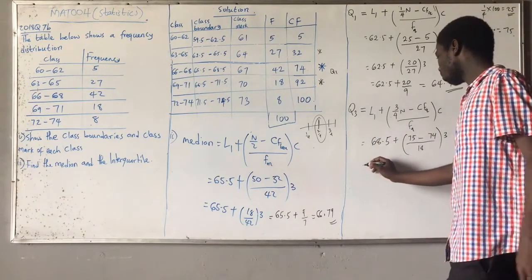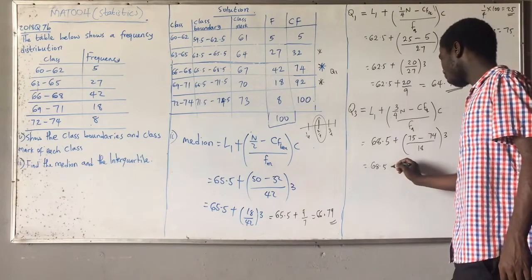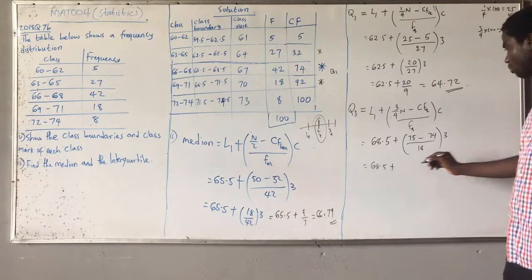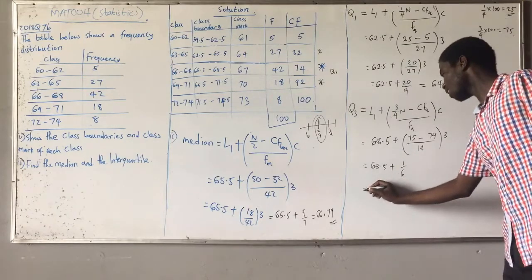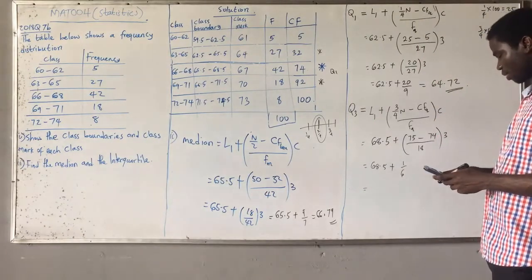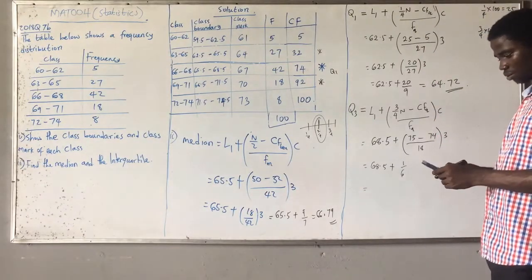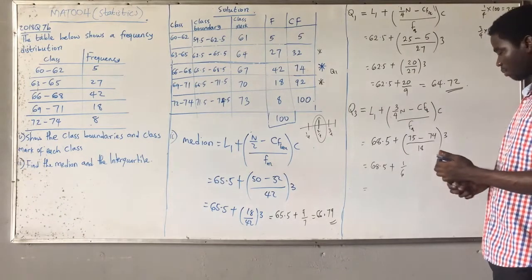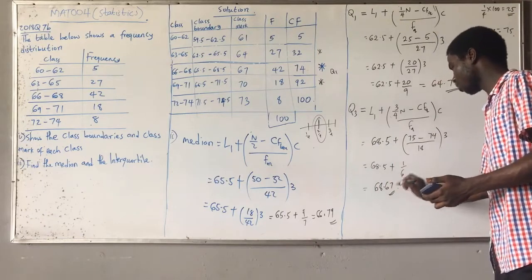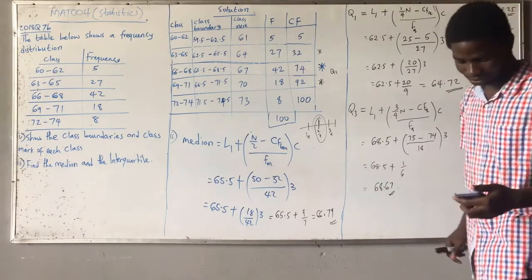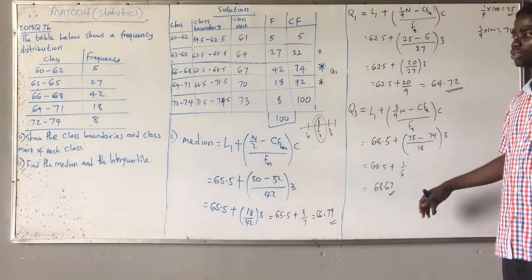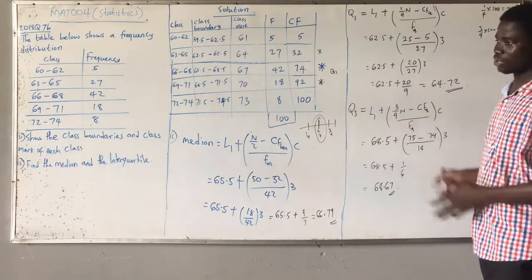So Q3 will be what? 68.5 plus 75 minus 74. 1. 1 over 18 times 3. That's 1 over 6. So the answer will be equal to 68.5 plus 1 over 6. The answer is 68.67. So the answer to this question is 68.67, and this is the third quartile. Assuming this is the quartile you have looked for now.